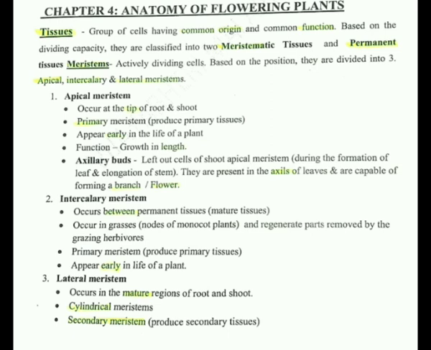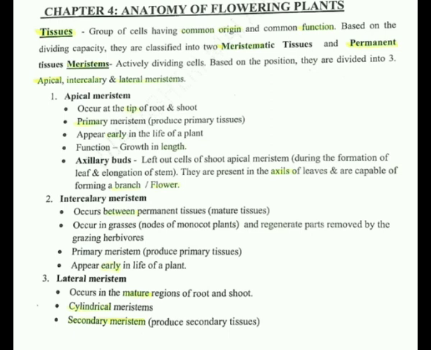The meristematic tissues are actively dividing cells. Tissues having actively dividing cells are known as meristematic tissues. These meristematic tissues can be classified into three. First one is apical meristem, second one is intercalary meristem, third one is lateral meristem. We should keep in mind four main words about apical meristem. First word is tip, second word is primary, third word is early, fourth word is length.